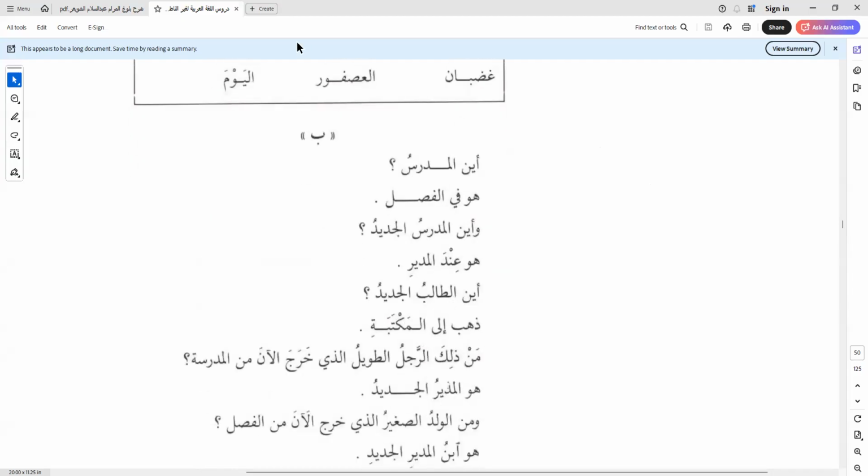Before that, let's look at the passage that we need to read to acquaint ourselves. أين المدرس? Where is the teacher? هو في الفصل. في is a preposition, that is in. Now look at huwa. Huwa means he is. Fi in al-fasli. Fasl is classroom. Faslun is classroom. هو في الفصل. The teacher is in the classroom.